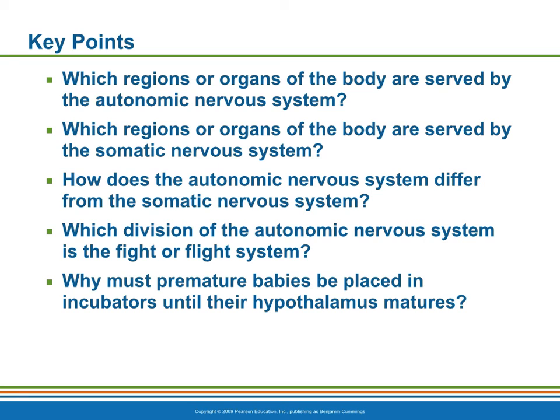So, lastly, what do we need to know for this last lecture? Which regions and organs of the body are served by the autonomic nervous system? Which regions and organs of the body are served by the somatic nervous system? How does the autonomic nervous system differ from the somatic nervous system? Which division of the autonomic nervous system is the fight or flight system? And can you tell me why premature babies must be placed in incubators until their hypothalamus matures?